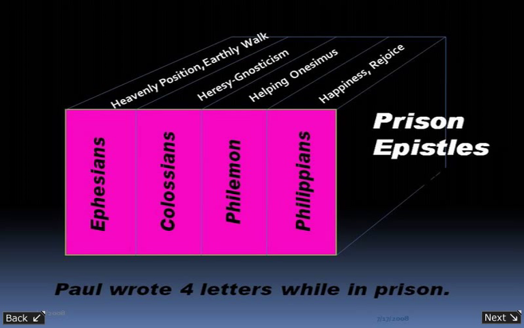Paul was taken to Rome to appeal to Caesar. And while he was under house arrest there in Rome, Paul wrote 4 letters. The Ephesians, which tells us about the heavenly position and our earthly walk. Colossians, about the Gnostic heresy. Philemon, about helping Onesimus, a slave, to free him. And then Philippians: rejoice, happy no matter what condition or whatever place you're in, rejoice.